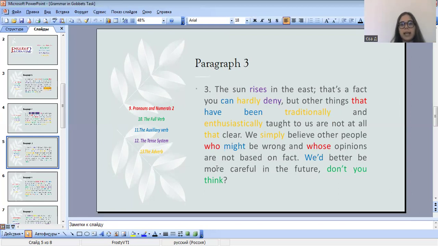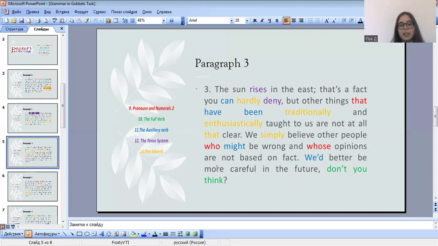Fine. Also, we can see here from the 10th lesson, don't you think? It's a tag question. Then we can see might from the 11th lesson. We remember the difference between might and may. Might often implies a slightly lower degree of likelihood or probability compared to may. So in this sentence, might suggests that there is a low possibility that other people are wrong in their beliefs.